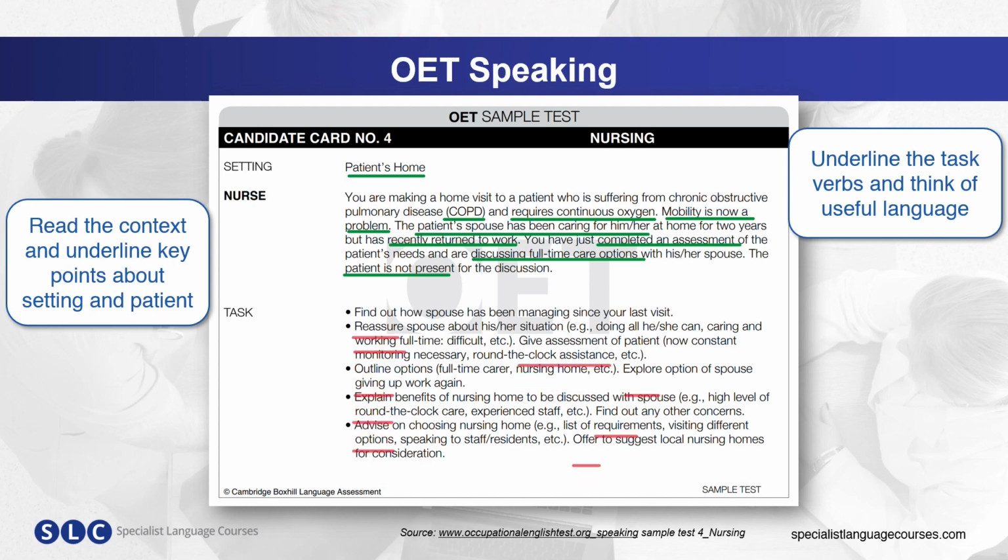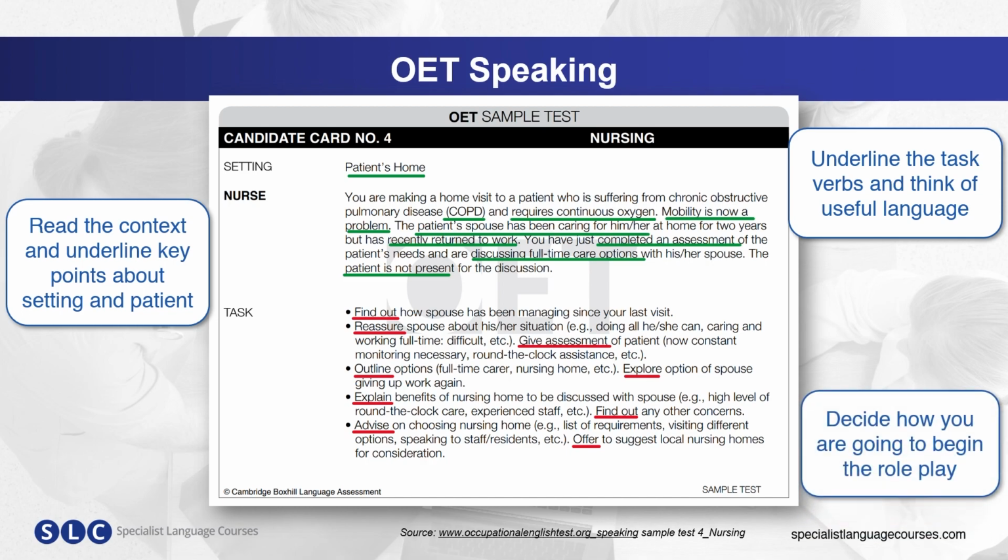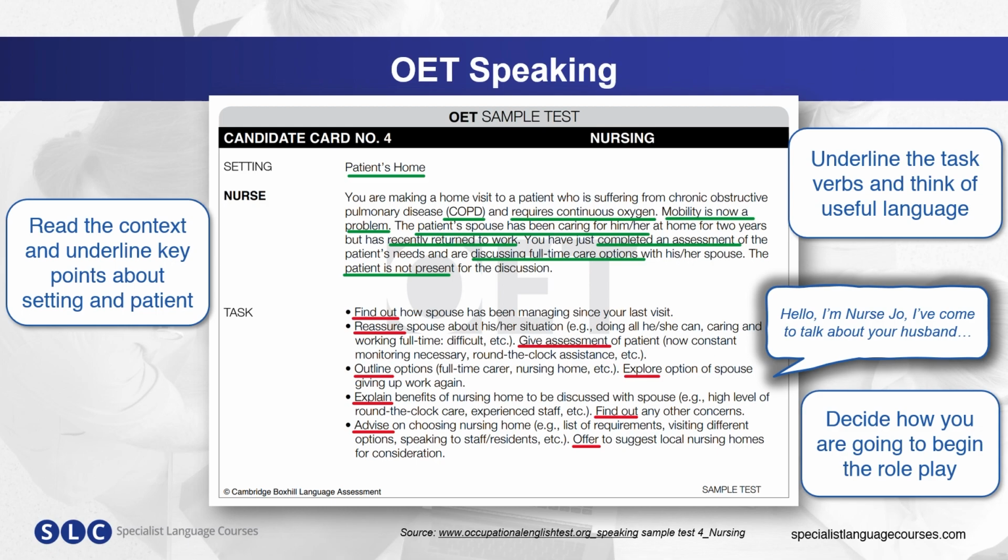Okay, here are the verbs. We'll come back to the language in a moment. Now, finally decide how are you going to begin the role play. So as you may have noticed, it's a home visit to talk about the person's spouse. So you might begin with something like this. "Hello, I'm Nurse Jo. I've come to talk about your husband."